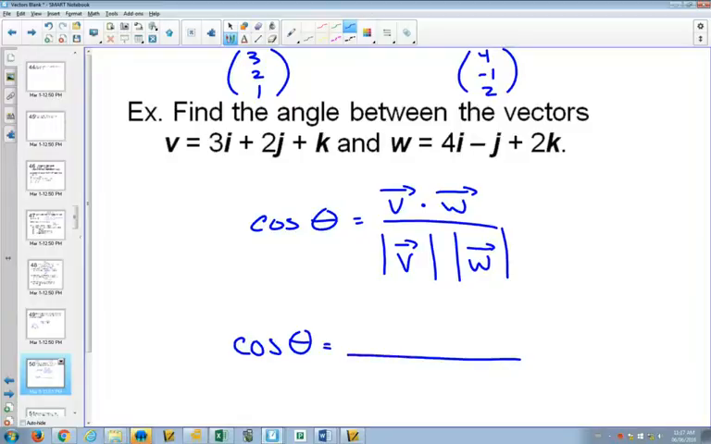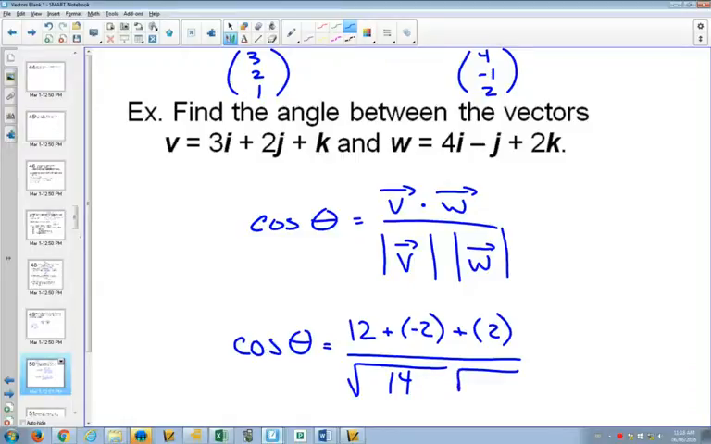So if we multiply our corresponding elements, we'll get 12 plus a negative 2 plus 2. And if we find the length of v, 3 squared plus 2 squared plus 1 squared, that'll be the square root of 14. 4 squared plus negative 1 squared plus 2 squared will be the square root of 21.